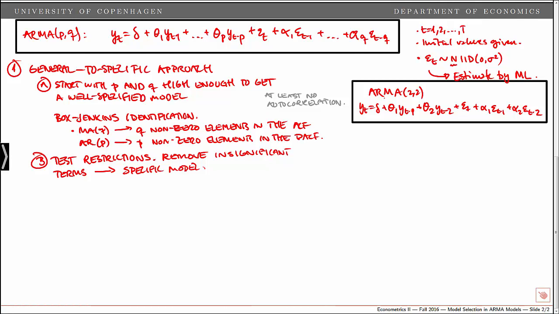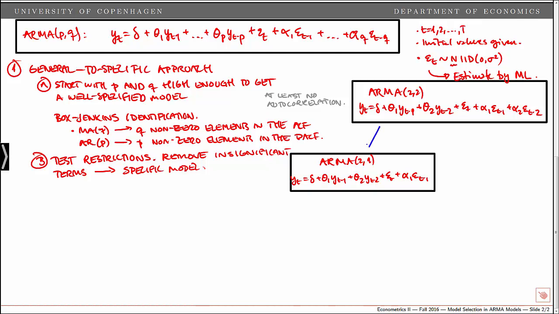Just note that if we had the ARMA(2,2) model, we could consider instead an ARMA(2,1) model. That's one restriction we could impose on the model. We would have a new model given by y_t equal to the constant term, then we have the two autoregressive components, epsilon_t plus alpha_1 epsilon_{t-1}. So we could go from the ARMA(2,2) model to an ARMA(2,1) model, and we could simply test this as the restriction that alpha_2 is equal to 0.